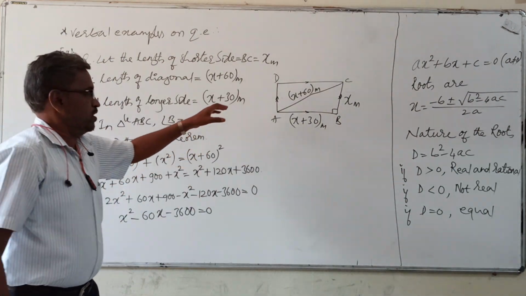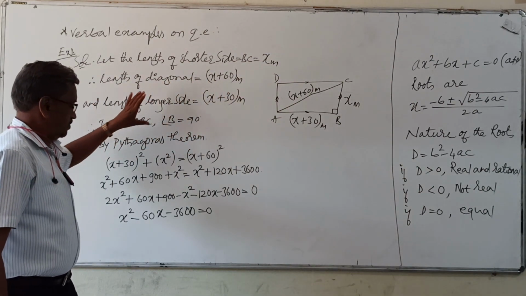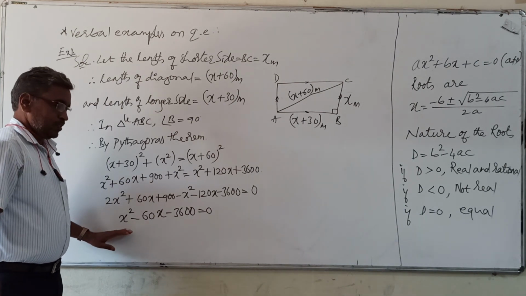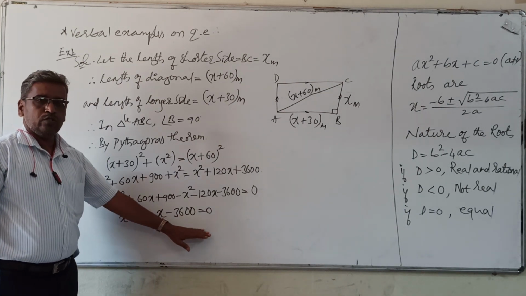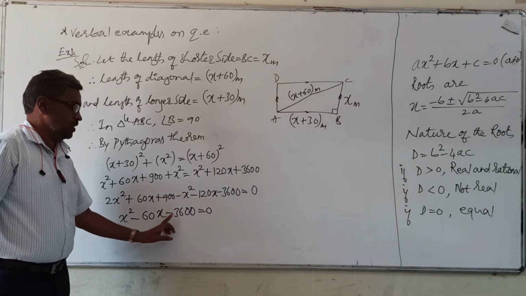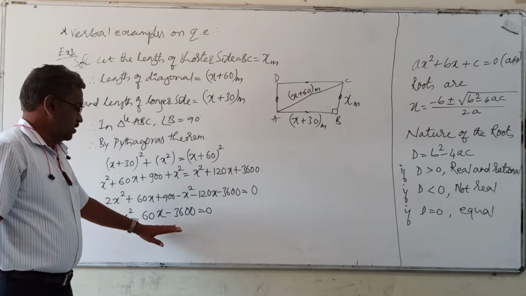Now the total information given in the example is brought in the form of standard form, ax square plus bx plus c equal to 0. The value of a is 1, the value of b is minus 60, the value of c is minus 3600. So this is the standard form.